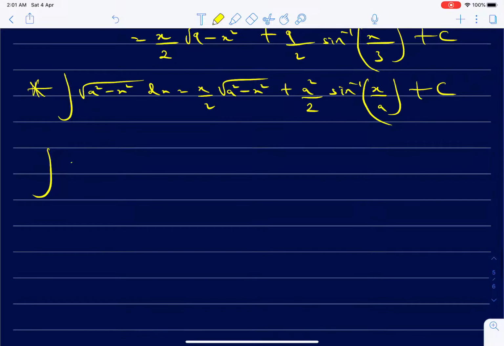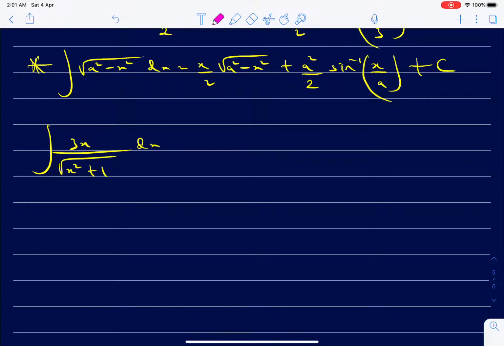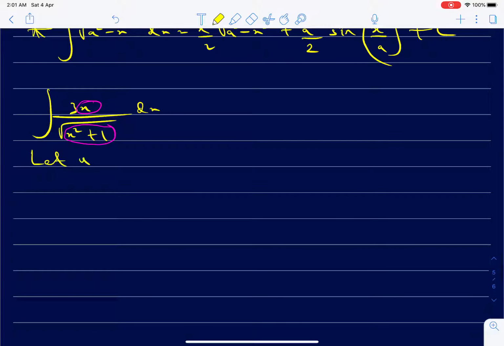The next is evaluate the integral of 3x divided by the square root of x squared plus 1 with respect to x. Here we can see that x is contained in the derivative of x squared plus 1. So the substitution u equals x squared plus 1 is very appropriate. That means du dx is equal to 2x, and dx itself is du divided by 2x.